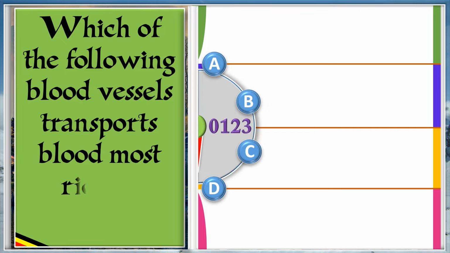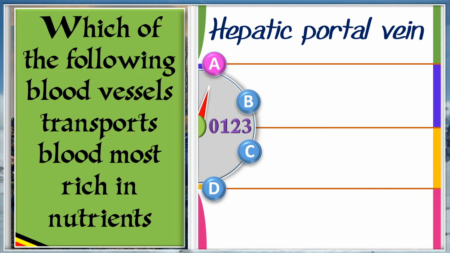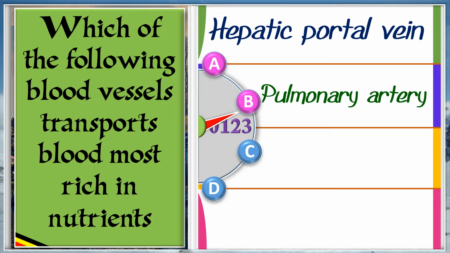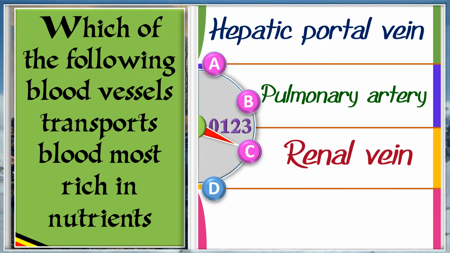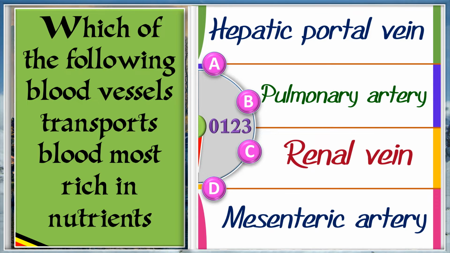Which of the following blood vessels transports blood most rich in nutrients? A. Hepatic portal vein. B. Pulmonary artery. C. Renal vein. D. Mesenteric artery. And the answer is A. Hepatic portal vein.